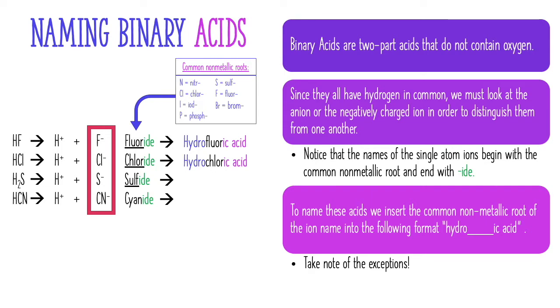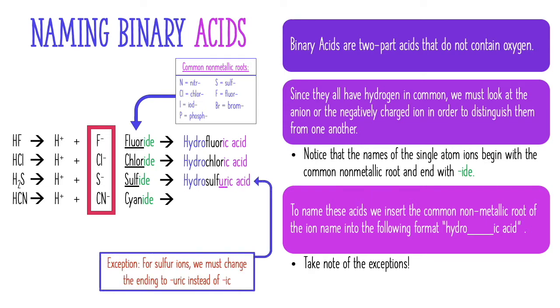Sulfide actually ends up becoming hydrosulfuric acid. And so anytime you have a sulfide anion, you have to add a UR in front of the ending. Anytime you have a sulfur containing ion in an acid, you have to add UR before the ending. So this would be hydrosulfuric acid.